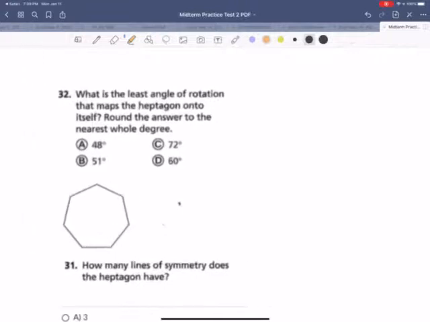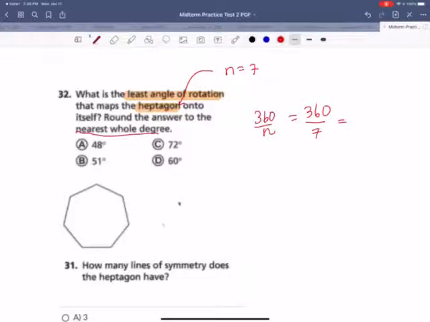What's the least angle of rotation that maps a heptagon? So I'm back to this 7-sided shape on itself. So our formula is 360 divided by n, and we know a heptagon is n is 7. So we need a calculator. If I take 360 divided by n, the nearest whole number is 51, right? Nice. Okay, let's take a look at the next one.